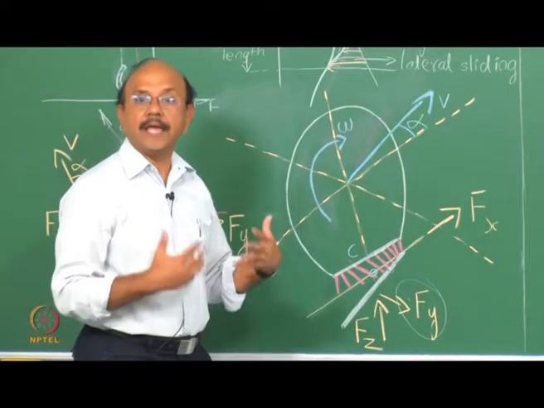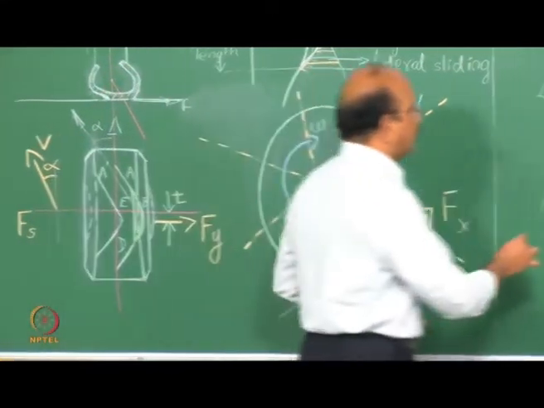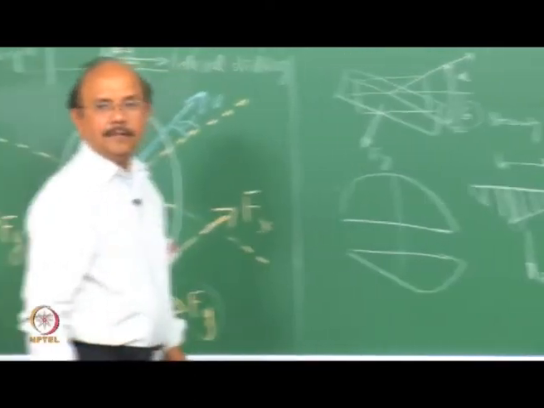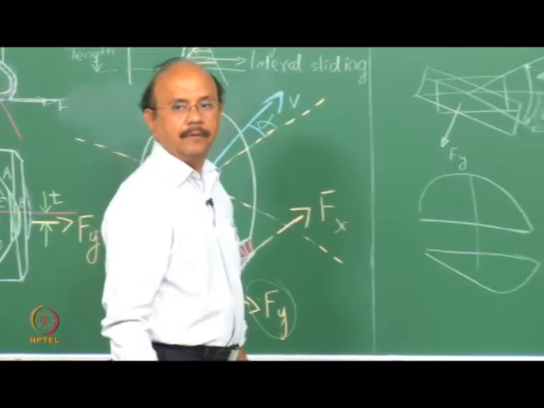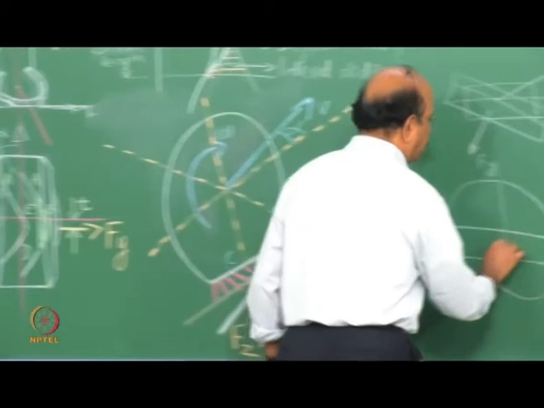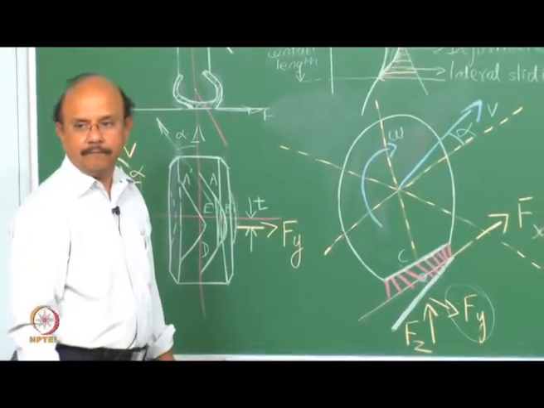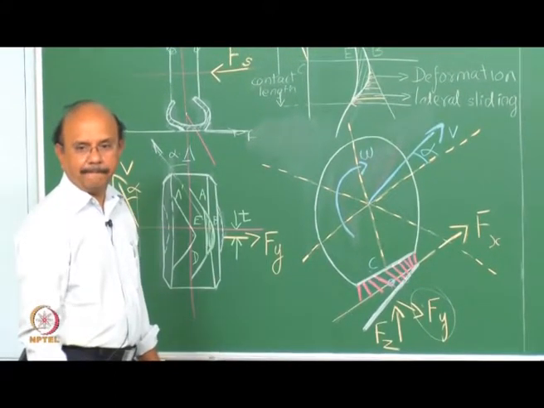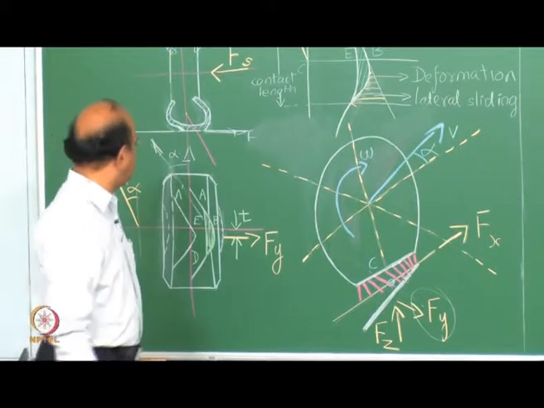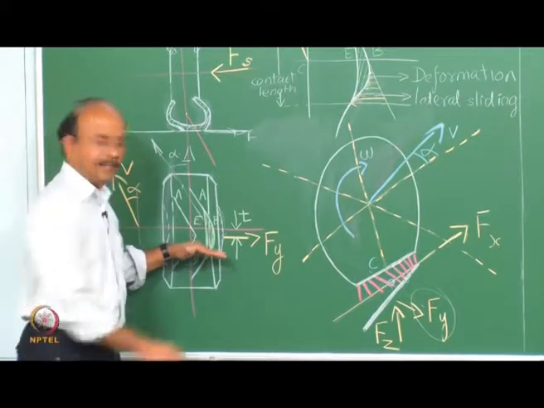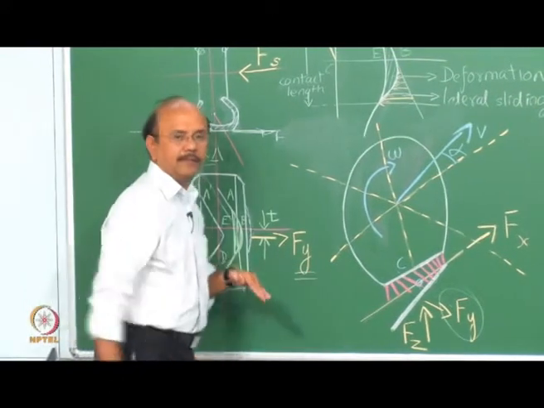So this Fy, if this were to be the contact patch, if this is the center of the contact patch, where does the Fy act? Can it act here? Will it act here? Unless it is symmetric, it's not going to act at that point. It is going to be shifted. So where will it be shifted? To the rear.